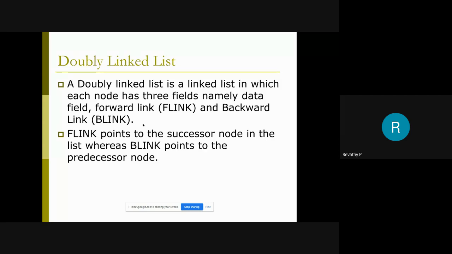How? Because in a doubly linked list, each node will have three fields. Each node will have three fields. One is your data field, that is your actual element which you are going to store. And in addition, you will have two pointers. One pointer will be pointing to the predecessor node, and the other pointer will be pointing to the next node. So I can say this is the forward link. The forward link will be pointing to the next node, and the backward link will be pointing to the predecessor node.